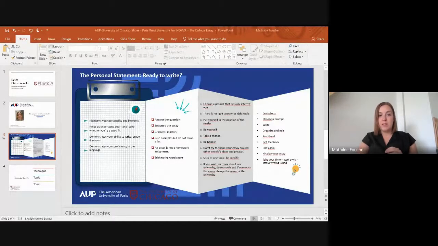The importance of this essay is usually the biggest one. It usually has a 500 word count, and it's really there to highlight your personality and interest. Remember what Katie said, it's about fit. We want to know you.